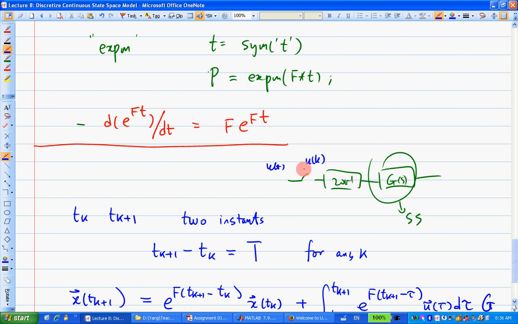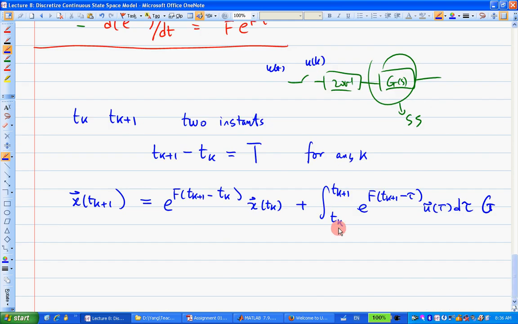it's going to hold this value as a constant within one sampling period. So from t_k to t_{k+1}, this value is the input to the system. Originally, if it's continuous, it's a function of time, a changing one. But now because of the zero order hold property, u(t_{k+1}) is actually the same as u(t_k), because you're holding it through these two time instances.